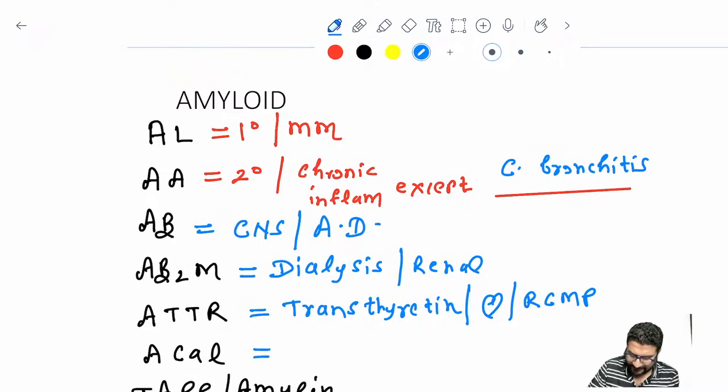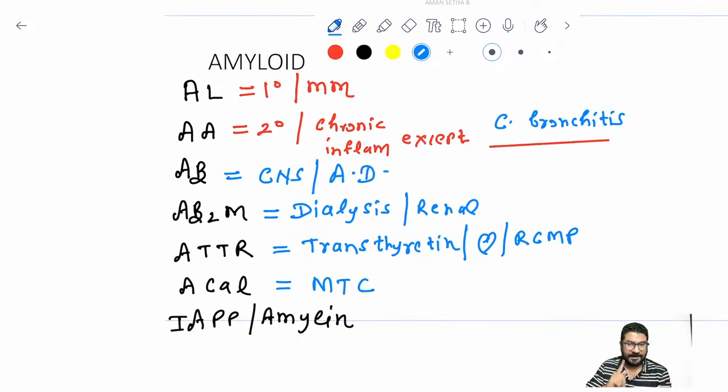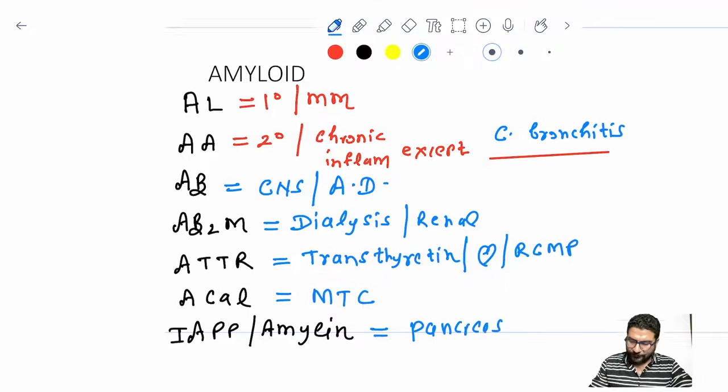Okay, I'll explain that. ACAL. ACAL means calcitonin. This is seen in MTC. This came last year in NEET PG, in INICET. ACAL. Then IAPP or amylin. This is called amyloid of your pancreas. Right?